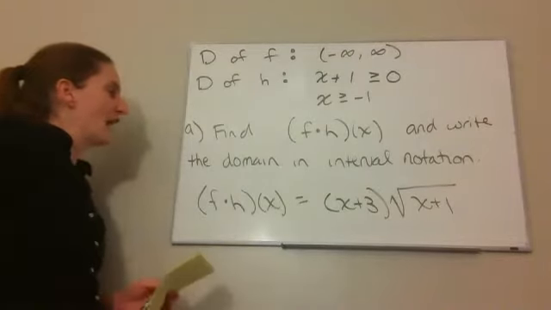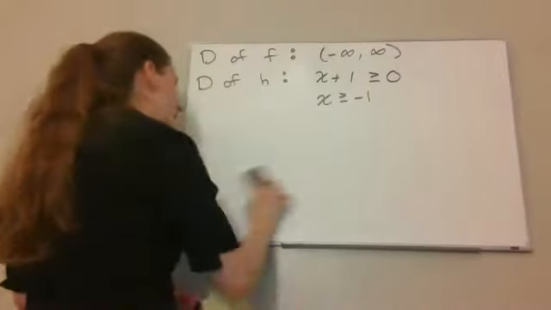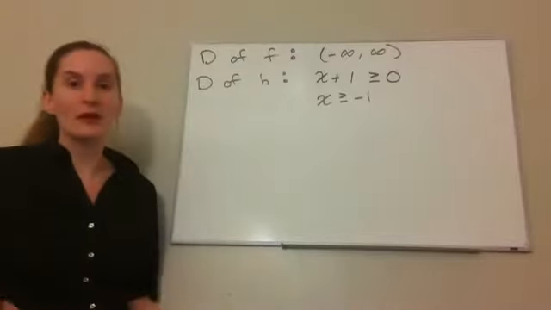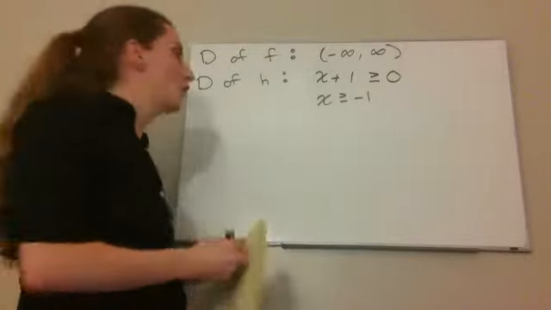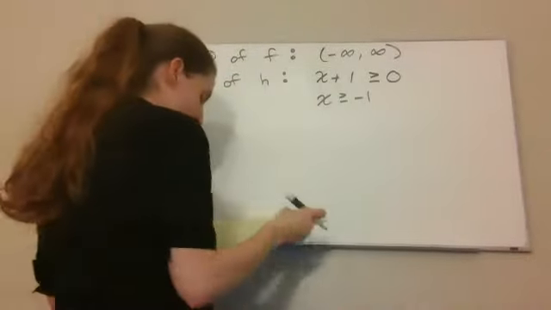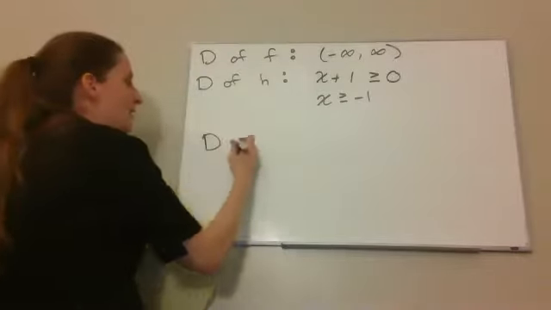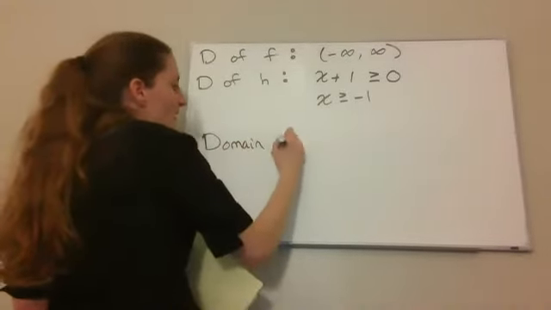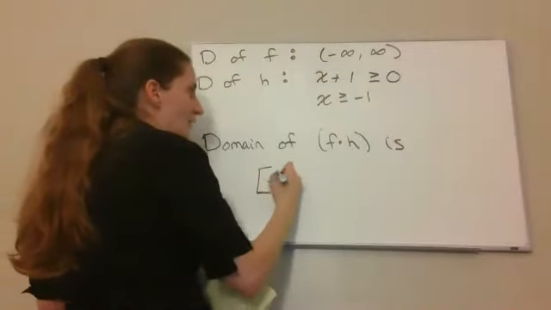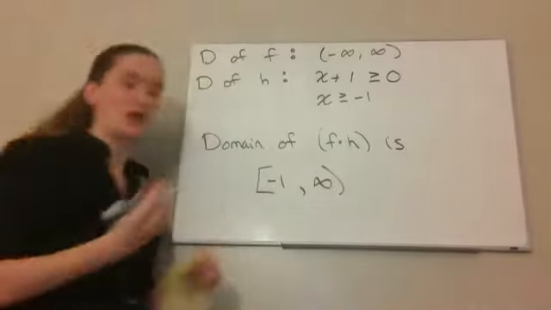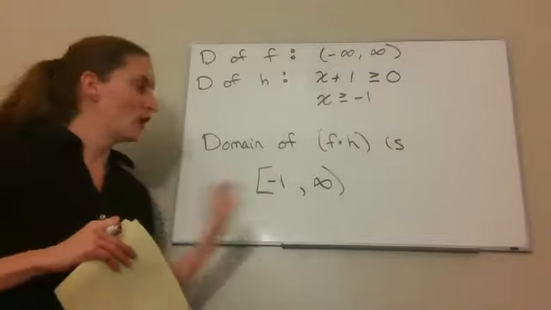So the domain of f times h is where these two domains overlap. Well, one of the domains is literally all of the real numbers, and the other one's just talking about real numbers greater than or equal to negative 1. So they overlap as every x greater than or equal to negative 1. So my domain of f times h is every number greater than or equal to negative 1, which in interval notation, we start at negative 1 with a bracket because we have that equal to, and we go all the way up to infinity.